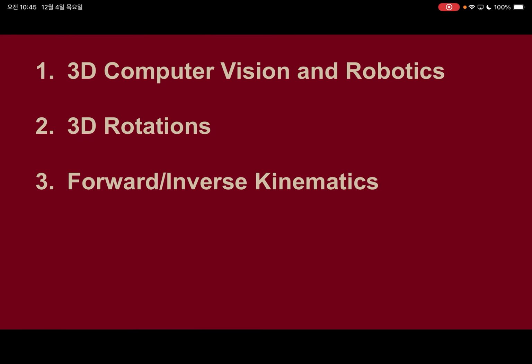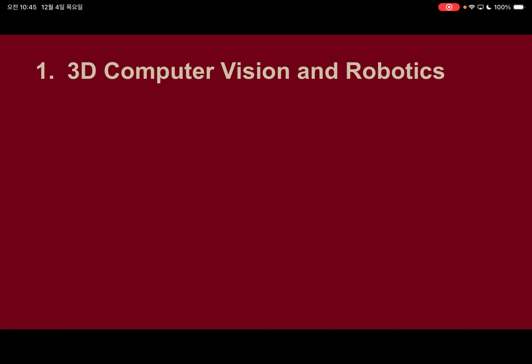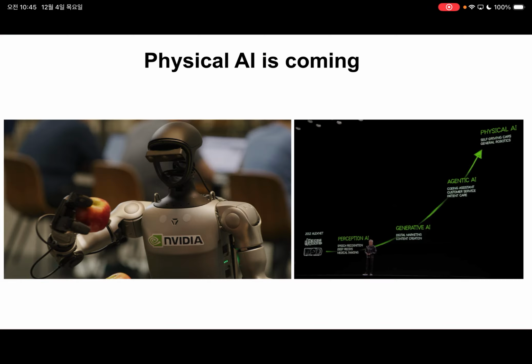Okay, so we first see the relationship between 3D computer vision and robotics, and some basic definitions of robots, motions, 3D rotation, and forward and inverse kinematics. Maybe some of you know the term physical AI, which is getting popular these days. NVIDIA tries to accomplish this kind of physical AI, and the main component of physical AI is robots.